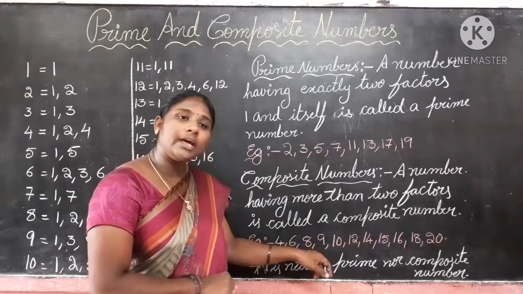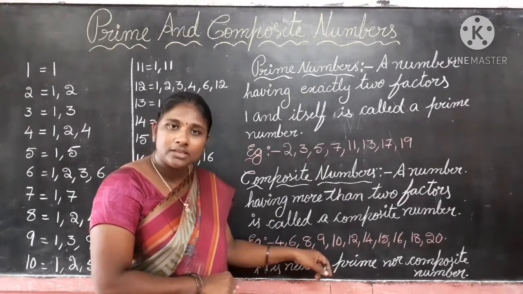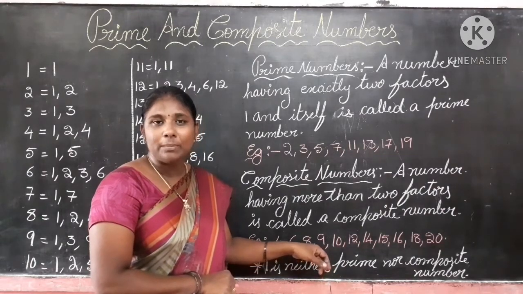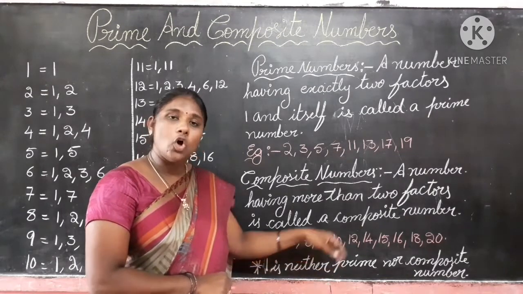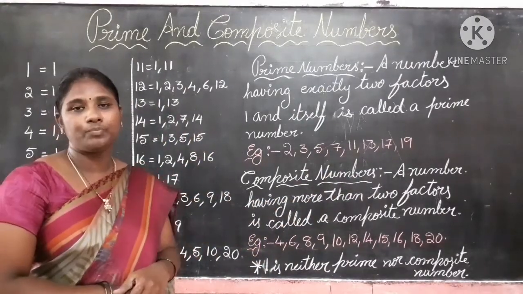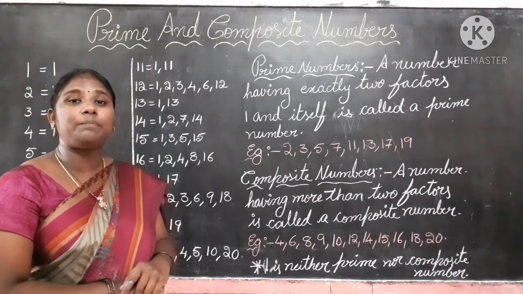If you observe, are all even numbers composite numbers? No, 2. 2 is an even number, but it is not a composite number. All even numbers are composite numbers except 2.